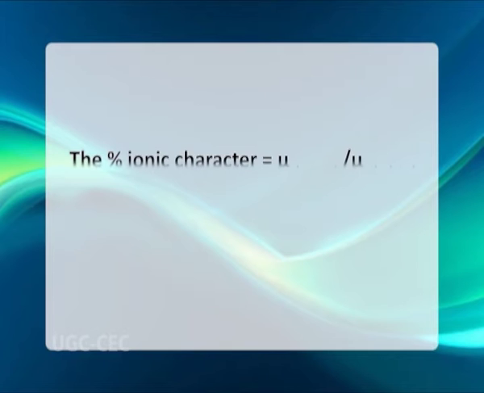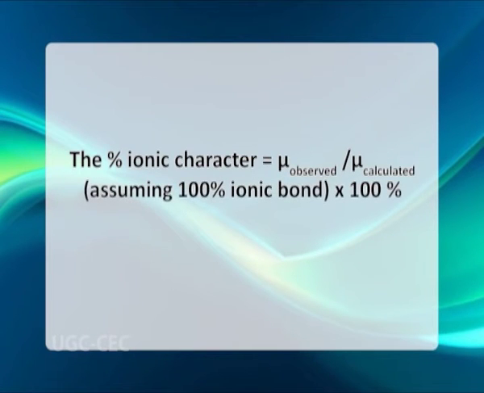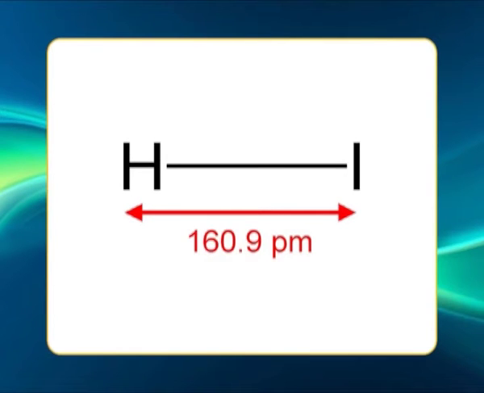The percentage ionic character is numerically equal to the observed dipole moment divided by the calculated dipole moment, assuming 100% ionic bond character. For example, for hydrogen iodide, HI, if the bond length is equal to 161 picometers and the observed dipole moment is equal to 0.44 debye, then the percentage of ionic character can be calculated as follows.